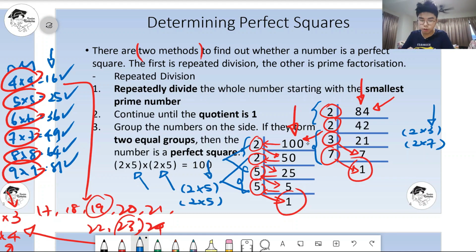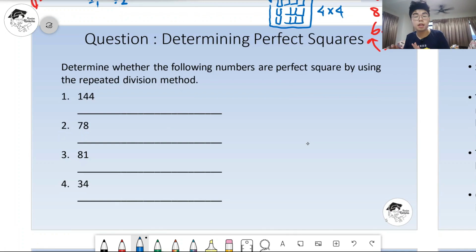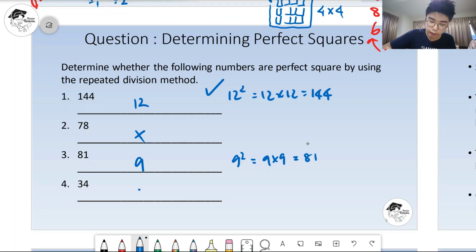Okay, good. So let's move to the next. Determine perfect square. Here you will be able to do it using the repeated division just now. You can try at home, do it yourself, but you should be able to get the answers. 144 is supposed to be 12, because 12 squared, or 12 times 12, gives you 144. So this one is a perfect square. 78, I think, is not a perfect square. There is no number that can make 78. 81 is supposed to be 9, because 9 squared gives you 9 times 9, which means you get 81. 34 is unlikely, because I know the nearest perfect square is 36, so 34 shouldn't be.